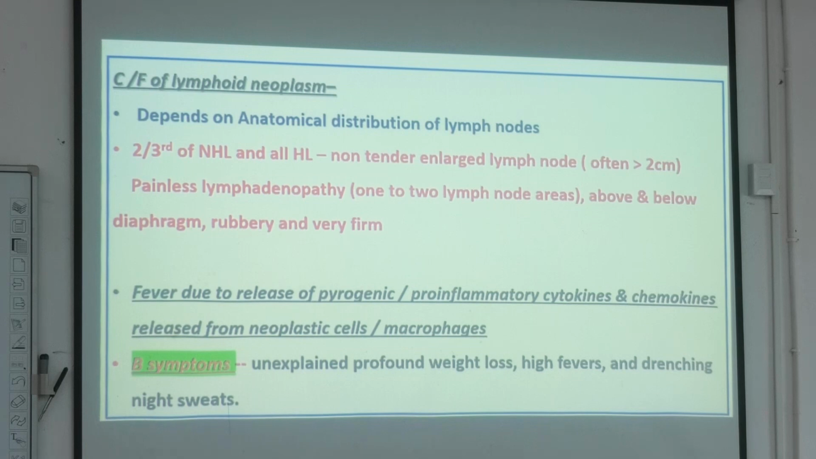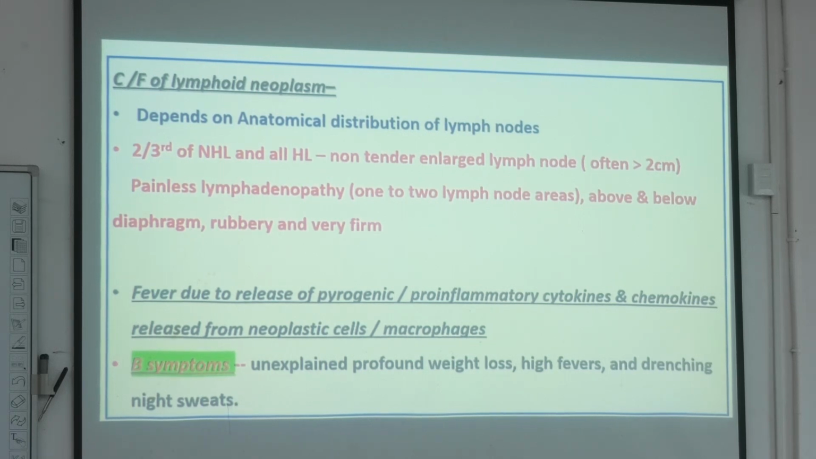Another thing is the B symptoms. What are those? Patients present with unexplained weight loss, high fever and drenching sweating. This is called the B symptoms. So, B symptoms are high fever, loss of weight and drenching sweating.